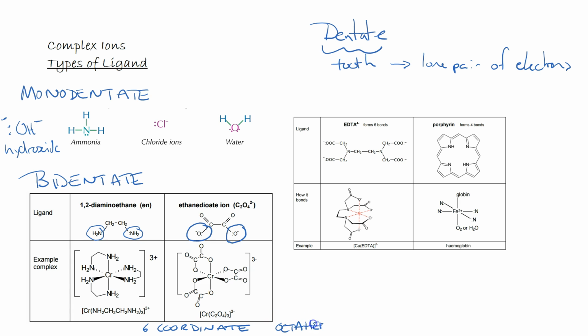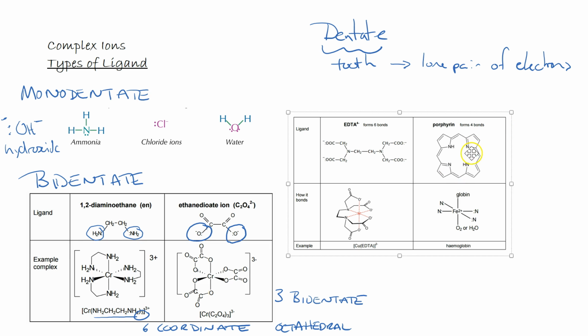That's because they each have 6 dative covalent bonds, but you'll notice here, if we look at the formula, we have chromium and we then have the diaminoethane, and the number of ligands here is only 3. So we've got 3 bidentate ligands here around each metal center, forming a 6 coordinate octahedral shaped complex. Ethane dioate does the same.